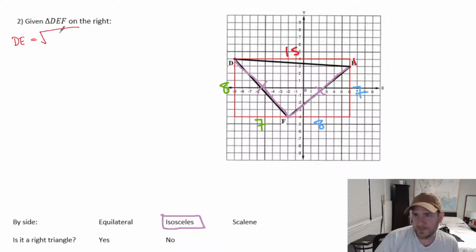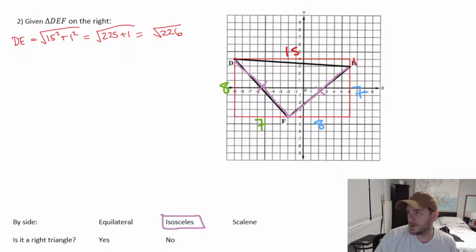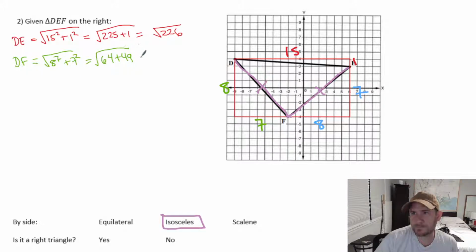So DE is going to be the square root of 15 squared plus 1 squared. So that's 225 plus 1. So that's going to be the square root of 226. Then DF will be the square root of 8 squared plus 7 squared. So 64 and 49, which is 113.